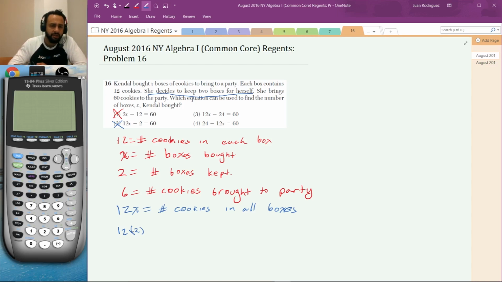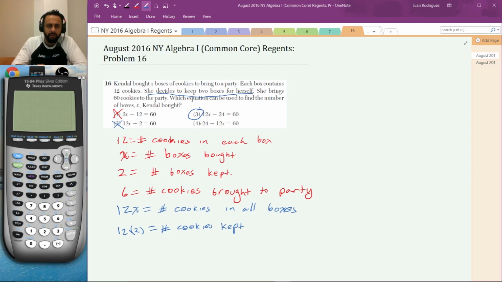12 is the number of cookies in each box, 2 is the number of boxes she kept, so this is the number of cookies kept. And now these units do work out. 12x is the number of cookies she bought, minus the number of cookies she kept, equals the number of cookies she brought to the party. So that is a true equation. And this can be used to find the number of boxes that Kendall bought.